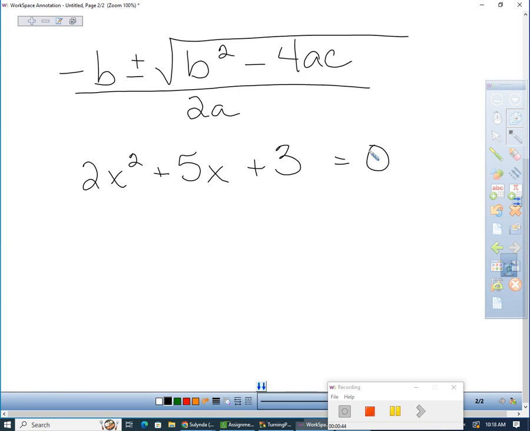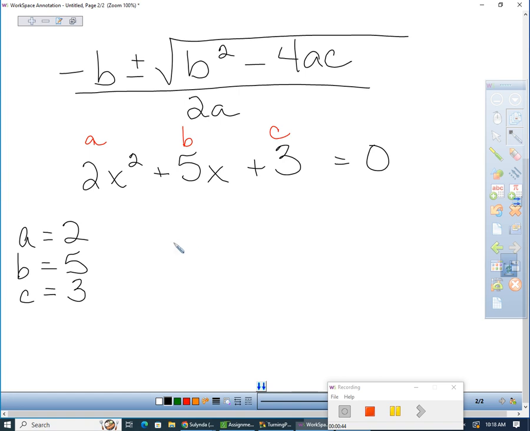So when you're looking at this, first of all, remember that this is A, this is B, and this is C. One of the requirements today is I'm going to ask you to list A, B, and C on your paper. You're just going to write A equals 2, B equals 5, C equals 3. Once I see that you have the right numbers, then you're going to plug it into the quadratic formula.